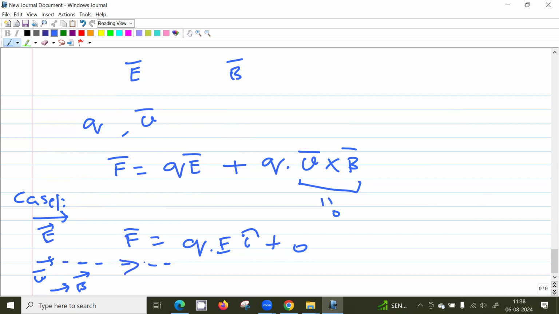Now, one more thing. Once it starts moving, the velocity component is there, but still the velocity direction is i cap, which is the same as the direction of the magnetic field. So this force will still remain as zero.